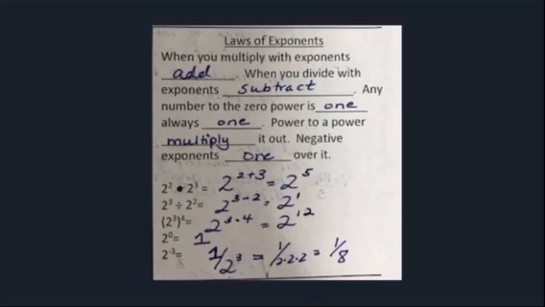Our laws of exponents. So when you multiply with exponents, you add. Divide with exponents, you subtract. Any number to the 0 power is 1, always 1. Power to a power, you multiply it out, and negative exponents, 1 over it.